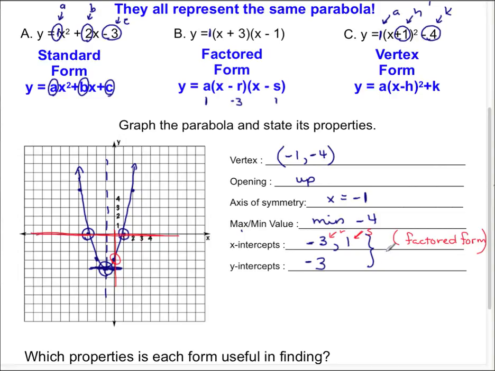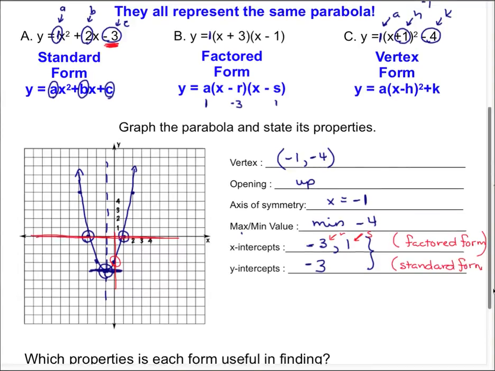And the y-intercept is -3. And here's where we saw that one, right here. And that is not a coincidence either. This comes from standard form, you can pick this out of standard form. So let's have a look.